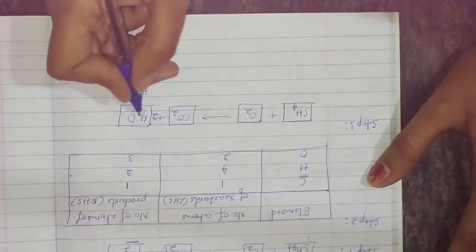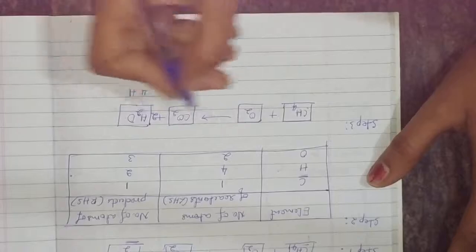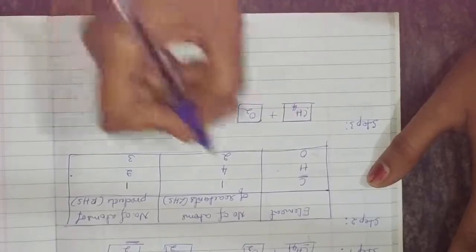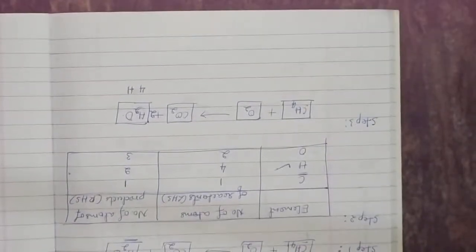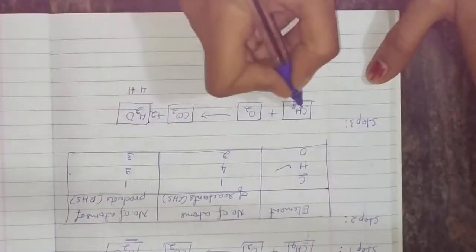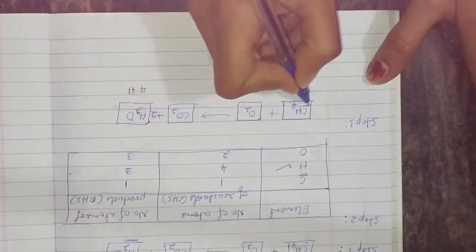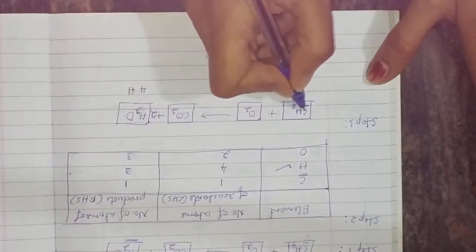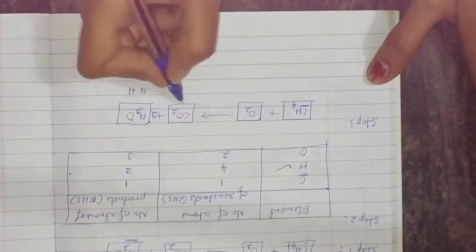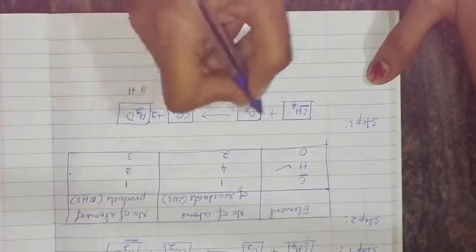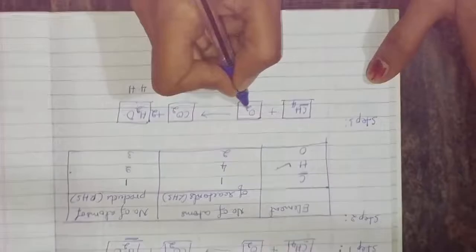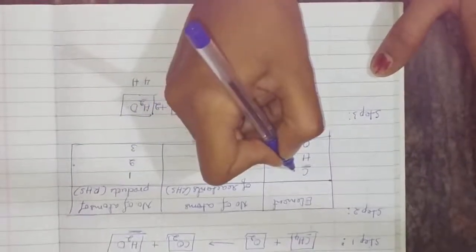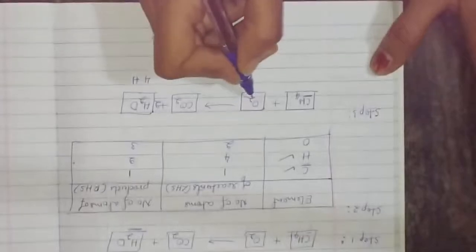So now count the number of hydrogen atoms in reactants and product side. See here 4, here also 4. So hydrogen atoms are balanced. Now count the carbon atoms. In reactants, 1 carbon is there. In products, 1 carbon is there. Already they are present in equal numbers. Already here carbon atoms are balanced.